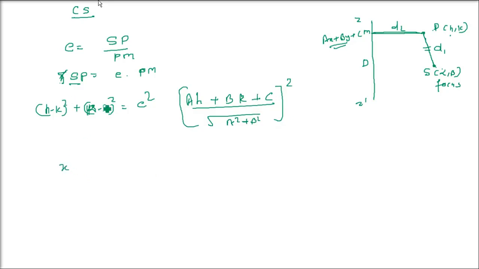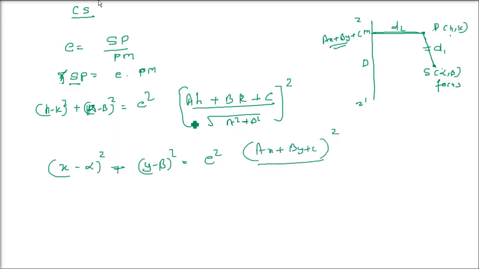So this will be x minus, I'm replacing now h and k by x and y. When we try to find out the locus, we replace (h, k) by (x, y). (x minus alpha) whole square plus (y minus beta) whole square equals e square, and this is (ax plus by plus c) by, again h and k we have replaced by x and y, a square plus b square. So this is the general equation of a conic section.